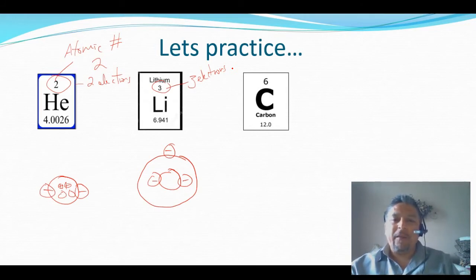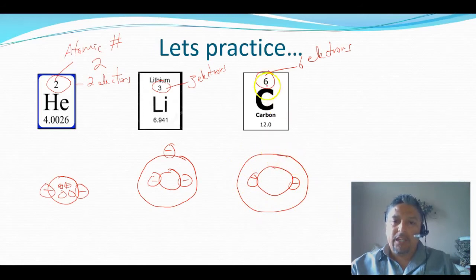This is carbon. Now, carbon has an atomic number of 6. So if the atomic number is 6, that means we have 6 electrons. Right? So that's going to be very easy. Piece of cake. We put 1 energy level. We put 2 electrons. And then, obviously, we need 4 more because we need 6. So we're going to put 2 over here on the top and 2 more on the bottom.